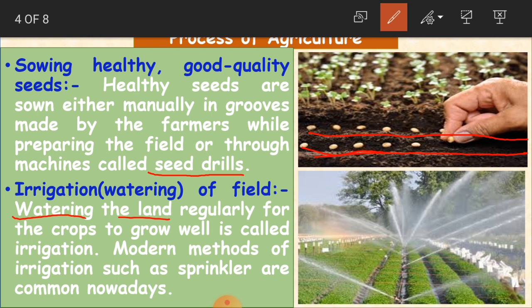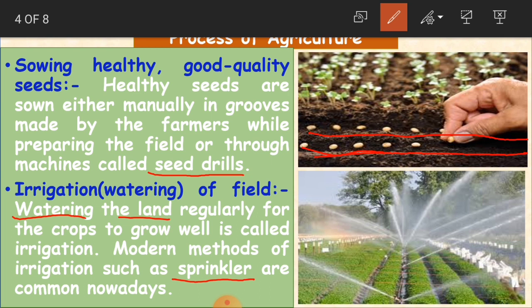And modern methods of irrigation such as sprinklers are common nowadays. If you see here in the picture, children, we are not watering the crop manually. No man is there pouring water on the crop. It is done with the help of a machine. This is called a sprinkler. It is just like a fountain, and we call this a sprinkler. It is a machine used for watering the crops.